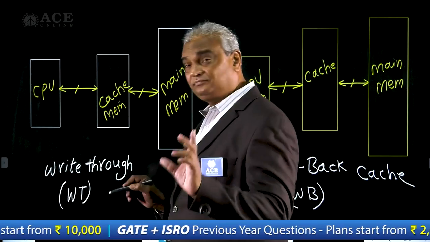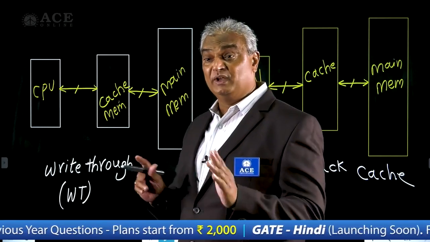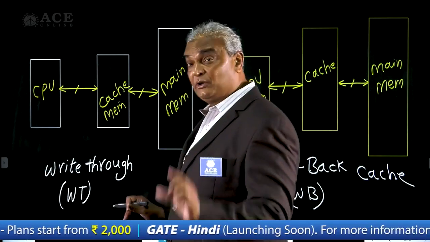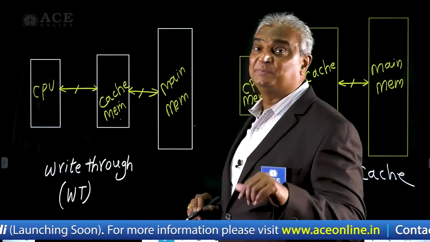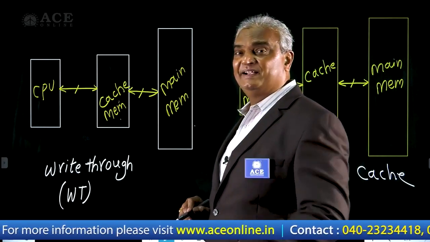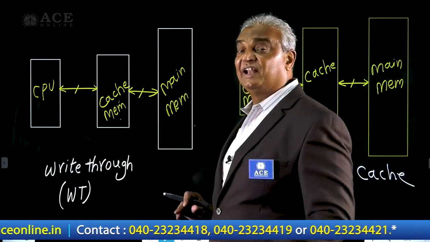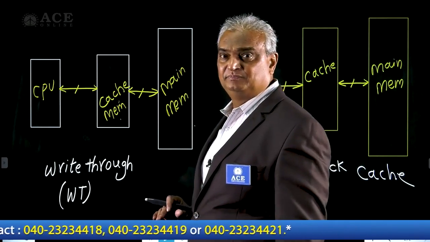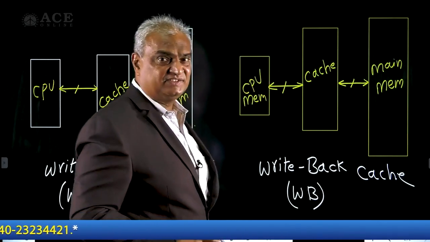In this, valuable memory space is wasted because for storing only the same information, we are using a block of information here and here, which means valuable memory space is wasted. But what is the merit? Extra bits, like the dirty bit, are not needed for a write through cache. It is the merit.